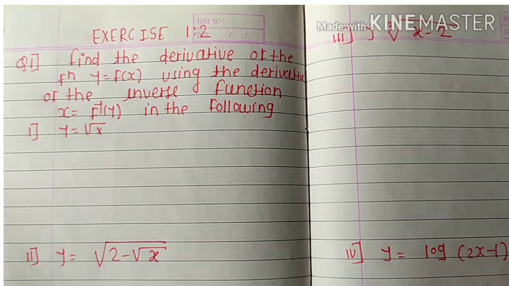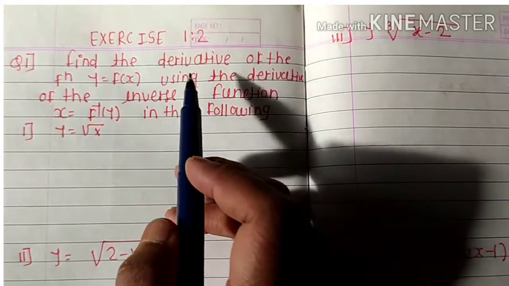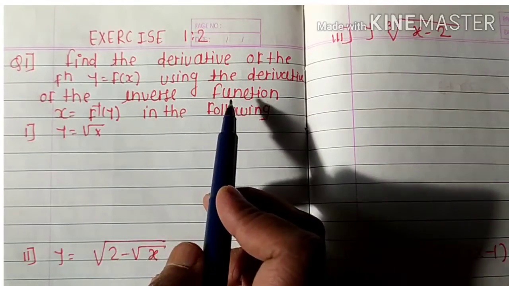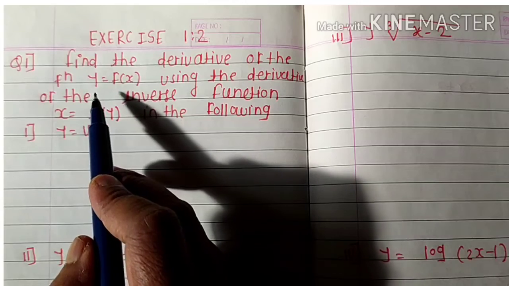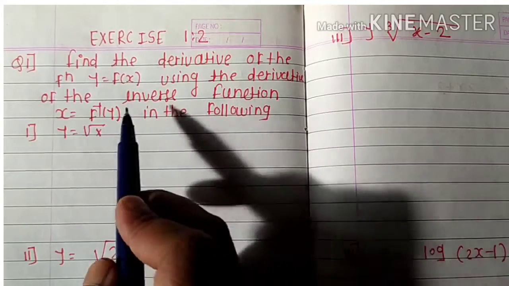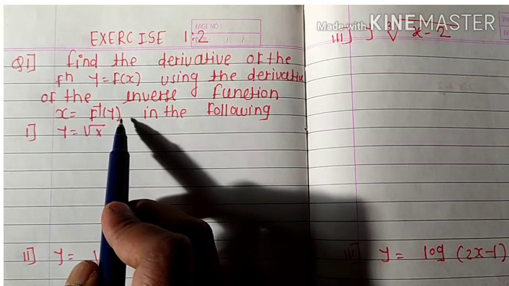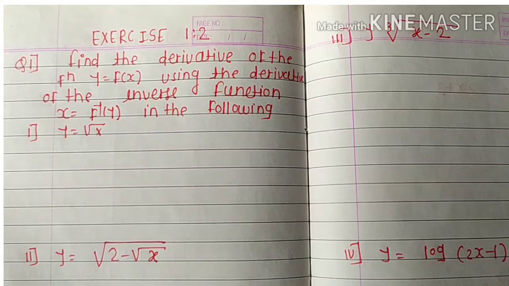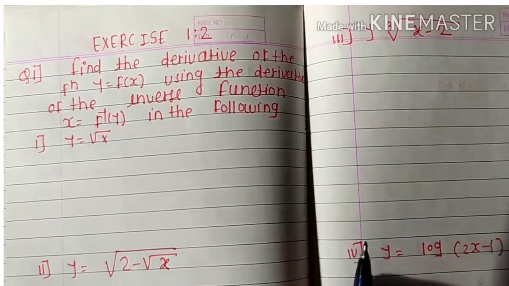Today we study exercise number 1.2, the questions on differentiation. Here we have to find the derivative of the inverse function. We are given the function y is equal to f of x, and using the derivative of the inverse function x is equal to f inverse of y, we have to find the derivative in the following examples. That is how to find the derivative of an inverse function. For that, we just see the theorem first and then we start the example.